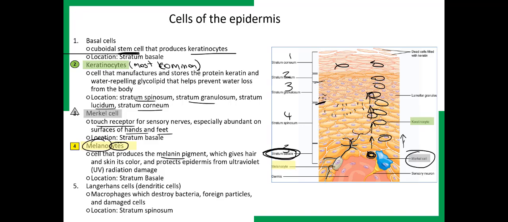And then the fifth cell, which is not shown here, is called the Langerhans cells or dendritic cells. And these are macrophages. Macrophages around the body are phagocytes, which destroy pathogens, bacteria, foreign particles, as well as cells that are damaged. So you can see here the location of the Langerhans cells is in the stratum spinosum. So they help kill things off before whatever it is can actually penetrate deeper beneath the epidermis.